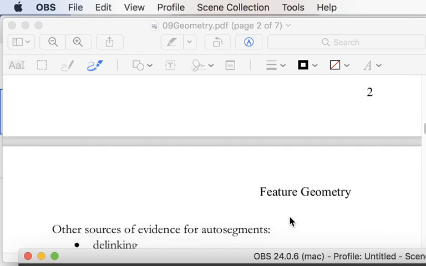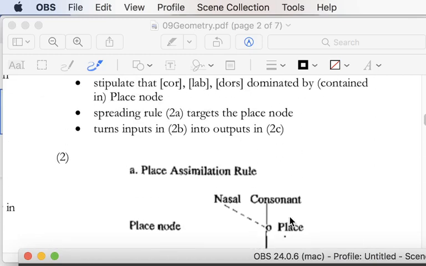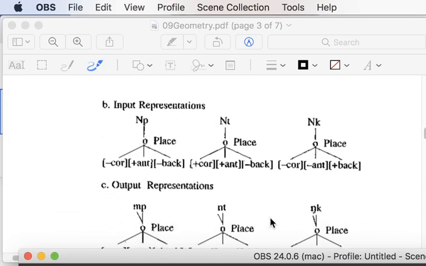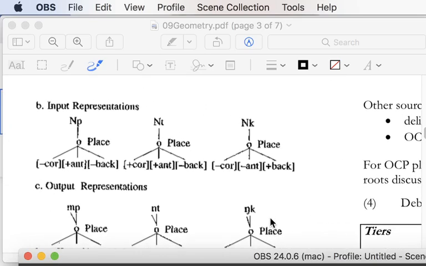And so the claim here is that it will take inputs like 2b and turn them into the outputs in 2c here. So here are the input representations. This one is a labial, so it's minus coronal. In terms of the SPE features, it's plus anterior and minus back. In our system, that would be a little bit different using our features, but the basic idea here is the same. There's going to be 3 major place features. They're going to be different for p, t, and k.